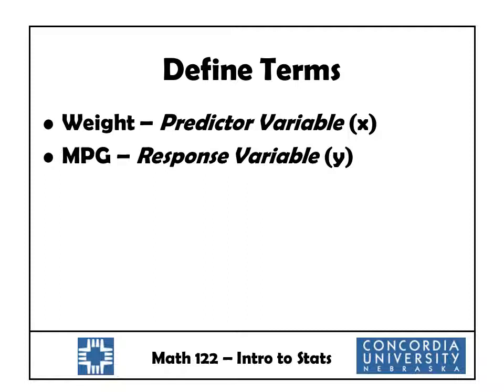The weight is called the predictor variable because we are going to use it to predict miles per gallon. At the same time, miles per gallon is called the response variable because it is to some extent a response to the weight.